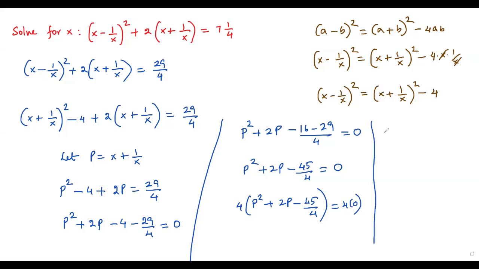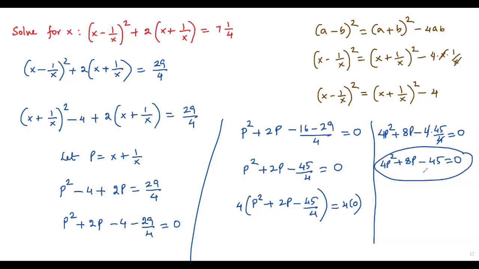When I do so, I am getting 4p² + 8p − 4 times 45 over 4 equals 0. So here this 4 will cancel. Then I'm getting 4p² + 8p − 45 equals 0. Okay, now we have a quadratic equation in standard form. That is, we have all the terms on one side of the equation, on the other side we have 0. So now we can try to solve this quadratic equation by factoring.